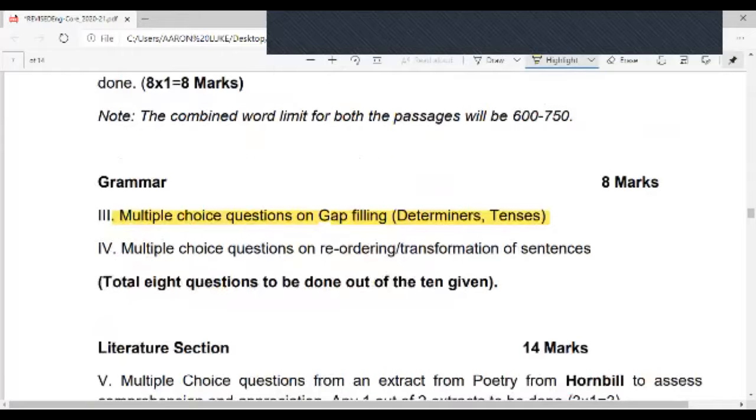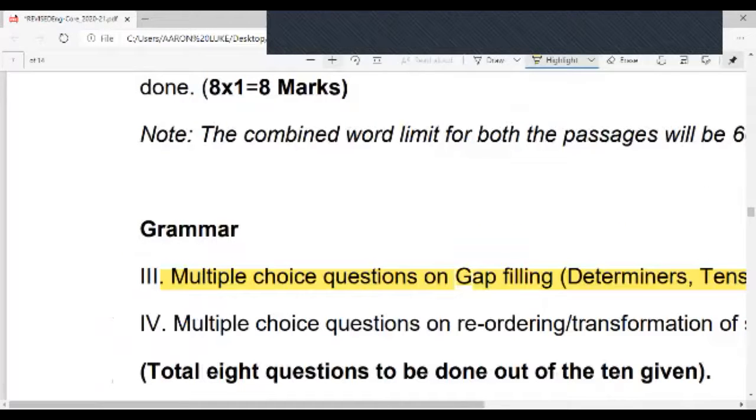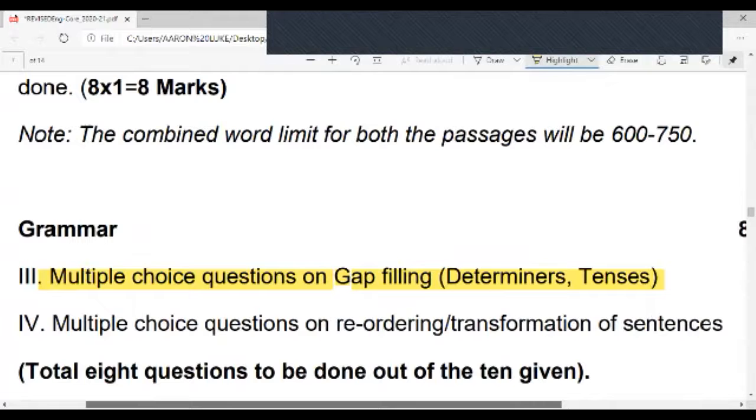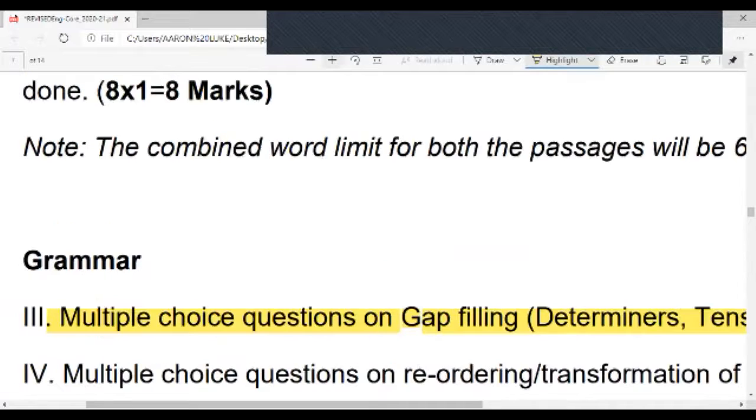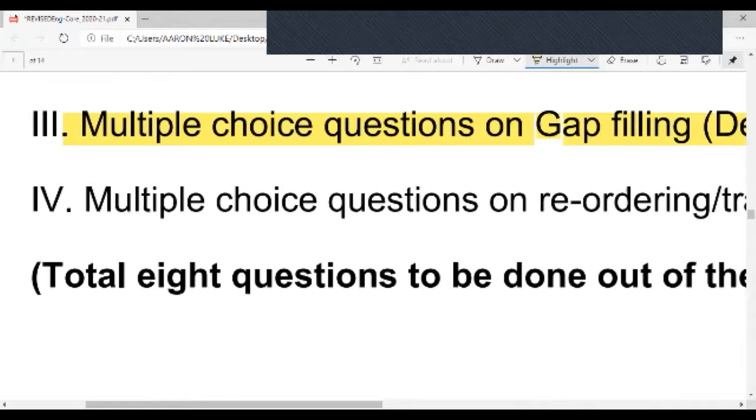Now is my screen clear to everyone? Children, can I get a response? Is my screen clear to everyone? Can you read my screen? Children, now can you tell me, can you read it? Can you read the screen? Are you able to read now? Yes, sir. Yes, sir. Okay, thank you.